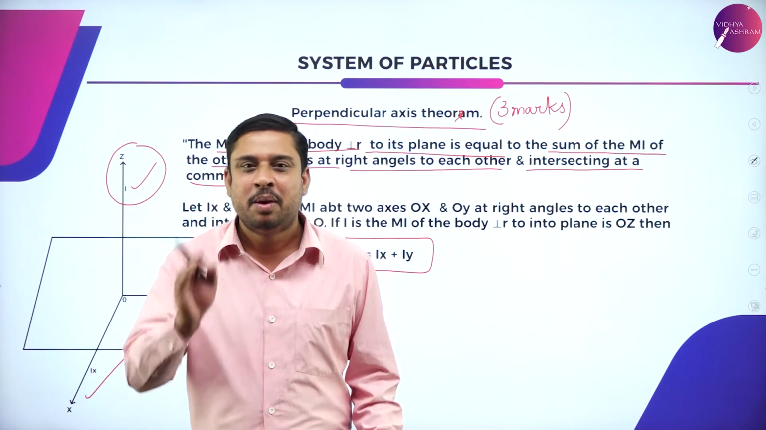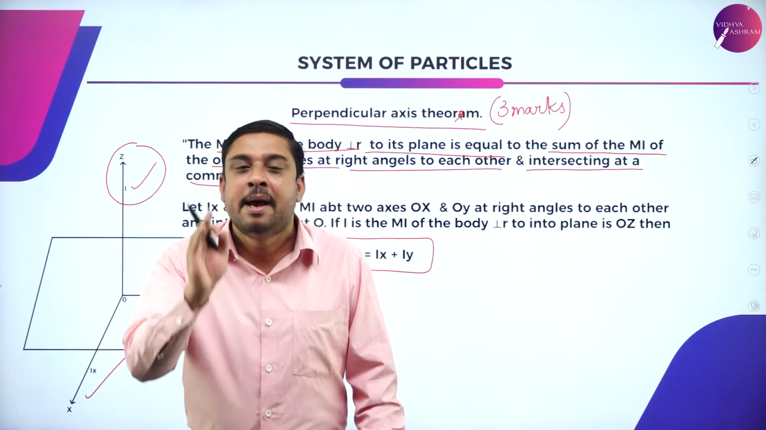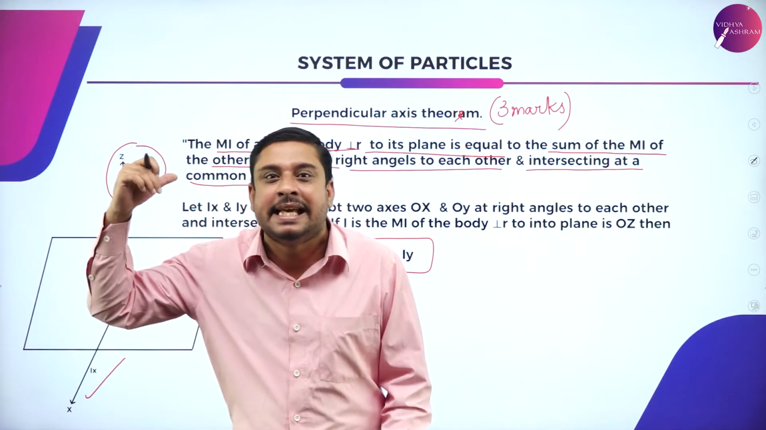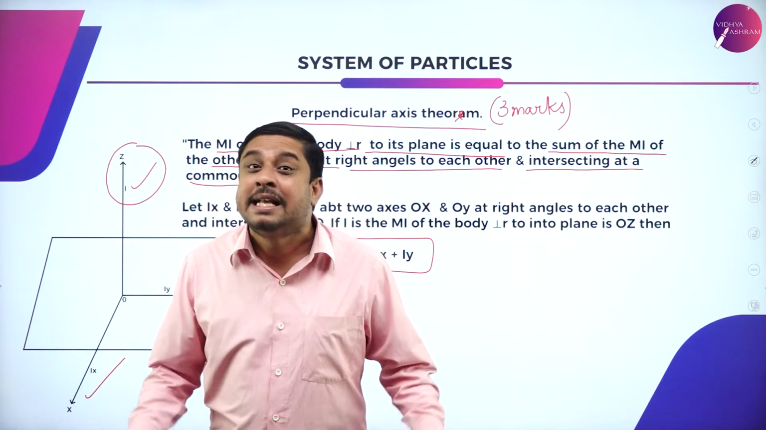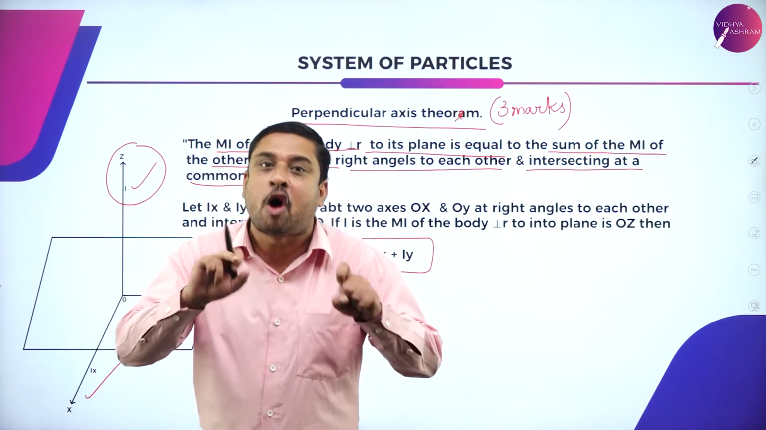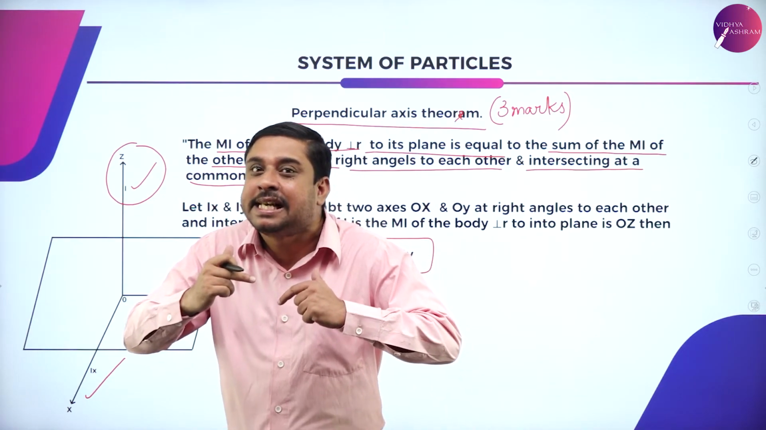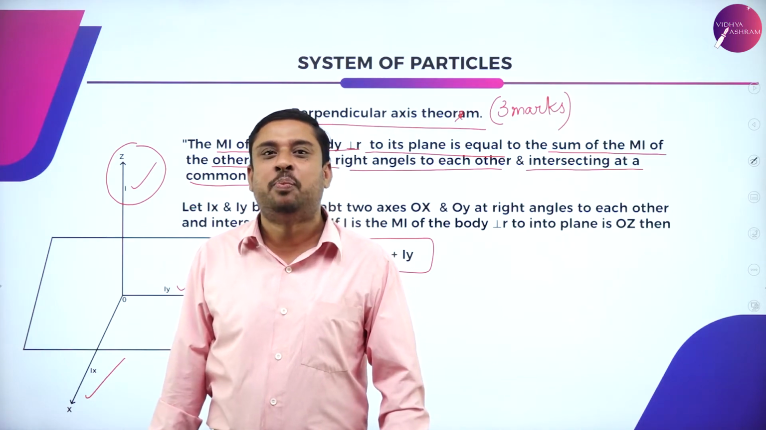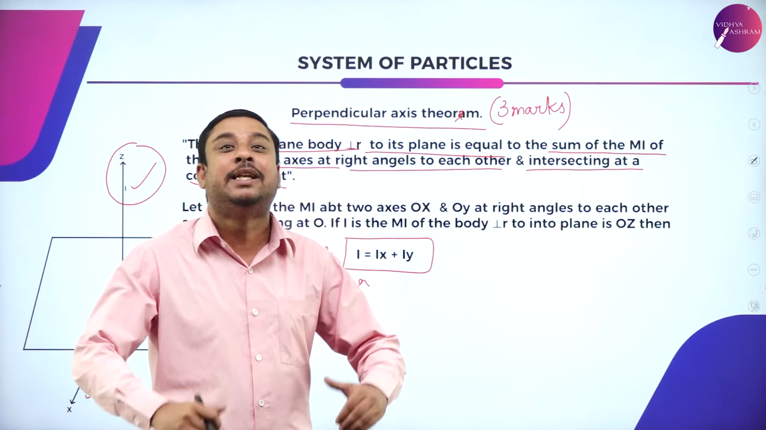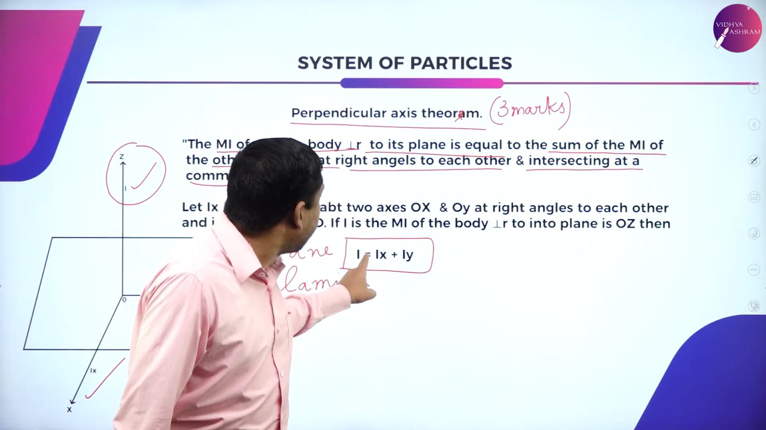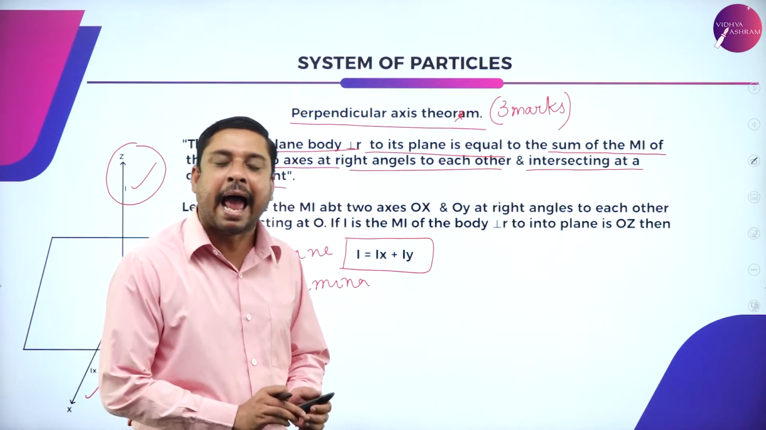See, so simple. Moment of inertia about an axis perpendicular to the plane, as in the diagram z-axis, should always be equal to the sum of the moment of inertia of the other two axes. And what are the characteristics of the other two axes? They should be at right angles to each other, and they should act at a common point. They should intersect at a common point. So we say I equals Ix plus Iy. And this is called the perpendicular axis theorem.